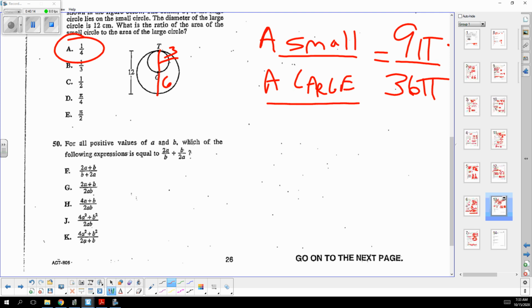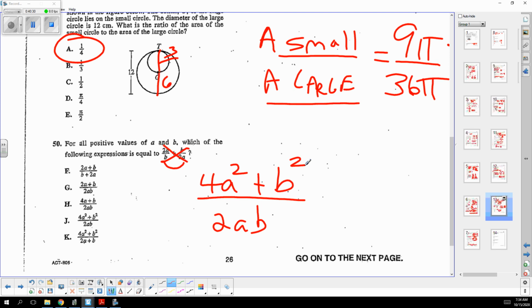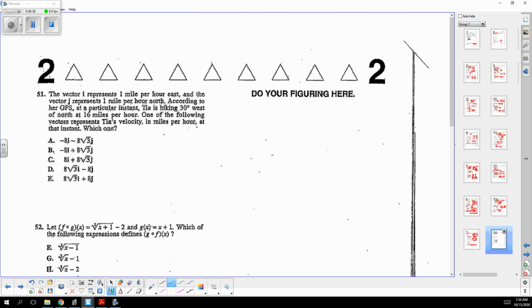Here's my old recipe for adding fractions, tried and true. The common denominator is the product, 2ab, killer cross. 2a times 2a, b times b, and you get the answer, J, right away. My old tried and true killer cross method.